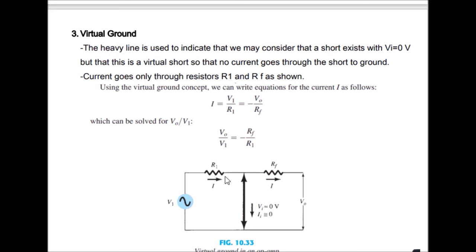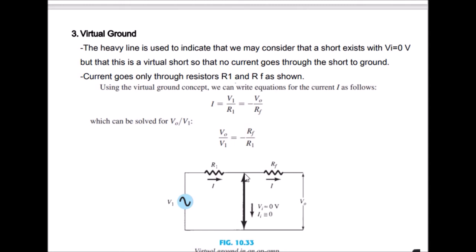Ito yung ating R1, yung RF, yung VO. Yung sa loob hindi na pinakita, meron tayo ditong equivalent circuit. Take note itong heavy line. Ano bang meaning nito? The heavy line is used to indicate that we may consider that a short exists with Vi equal to 0 volts, but that this is a virtual short so that no current goes through the short ground. So sabi dito sa virtual ground, as if we can consider na parang may wire dito, class.